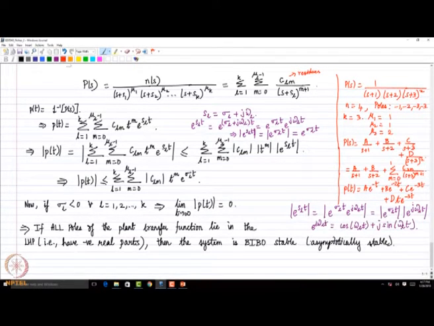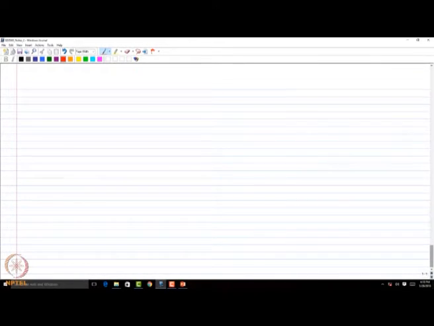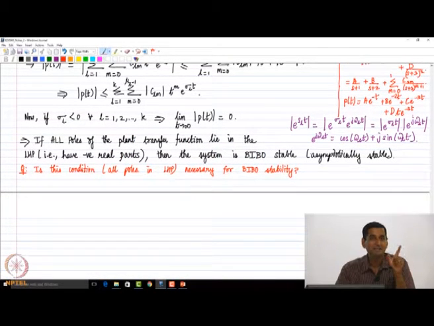So let me pose that question. Is this condition, all poles in the LHP, necessary for BIBO stability? The answer is yes. And that's why if we even have one pole lying in the RHP or on the imaginary axis, the system is not BIBO stable. Okay, that we have shown through examples, right?